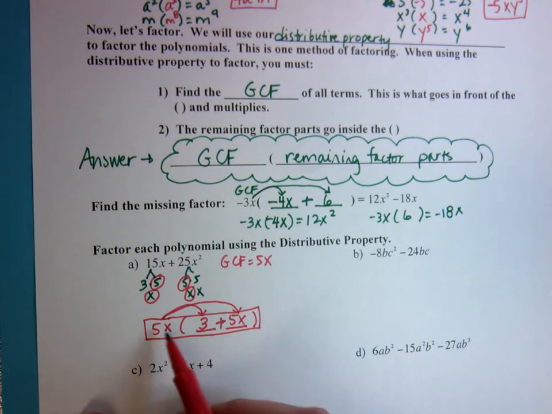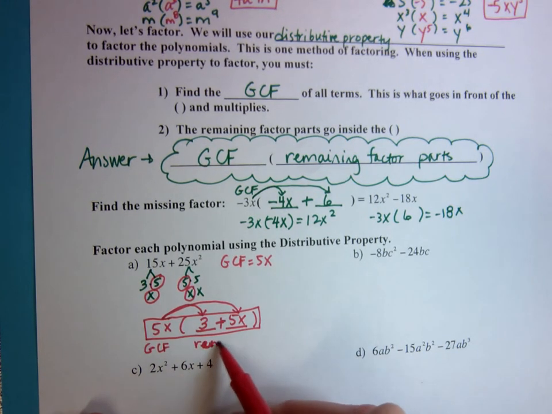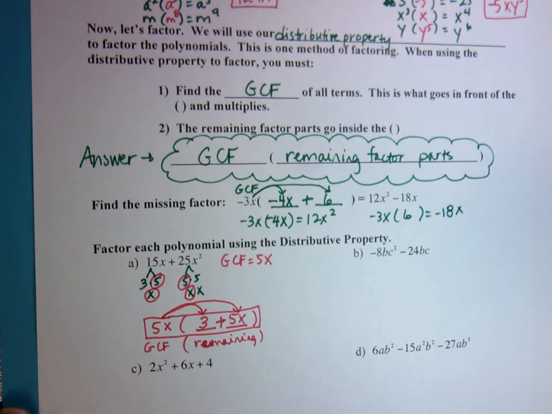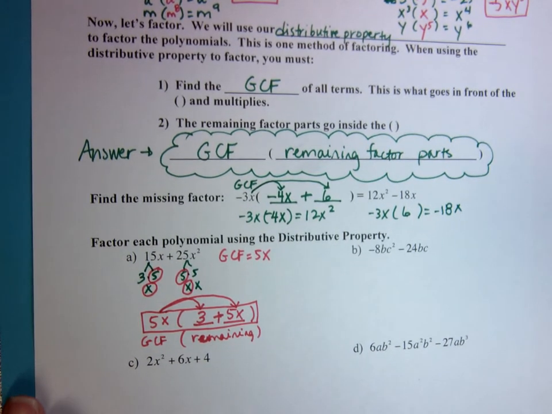The greatest common factor and the remaining factor parts. So like if there's y's and like z's and all that, so it would really be like 3xy's or 3xyz. It could be. It could be. Yeah. All right, so let's go ahead and try the next one.